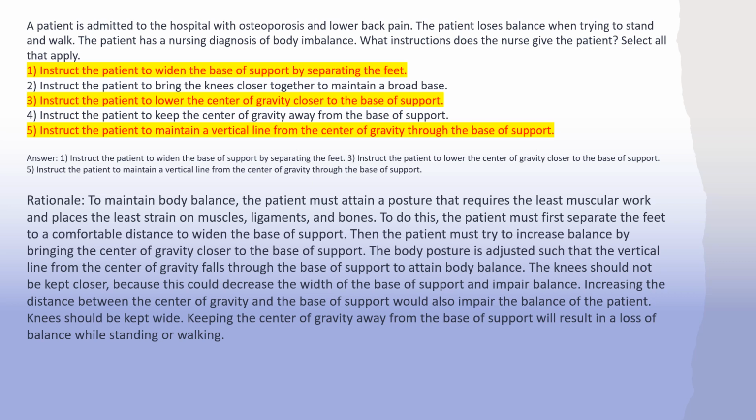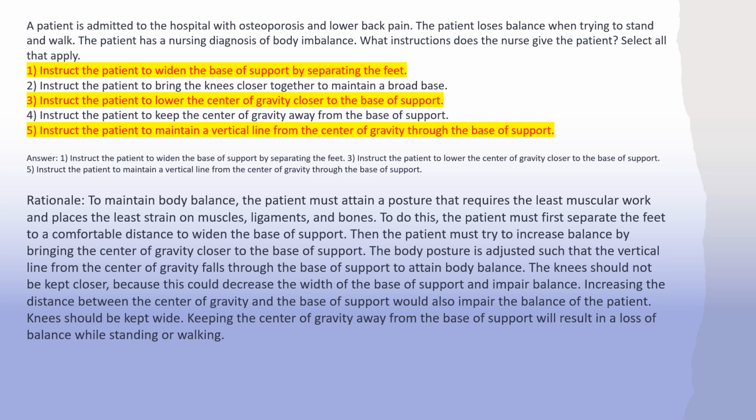The patient must attain a posture that requires the least muscular work and places the least strain on muscles, ligaments, and bones. To do this, the patient must first separate the feet to a comfortable distance to widen the base of support. Then the patient must try to increase balance by bringing the center of gravity closer to the base of support. The body posture is adjusted such that the vertical line from the center of gravity falls through the base of support to attain body balance.